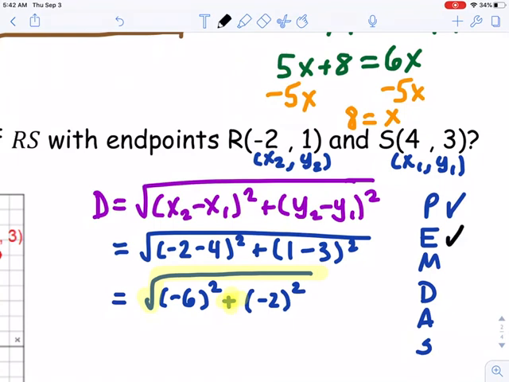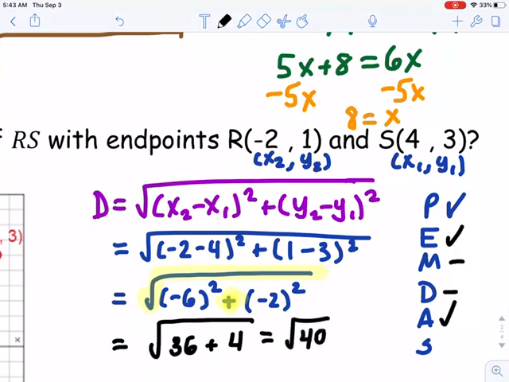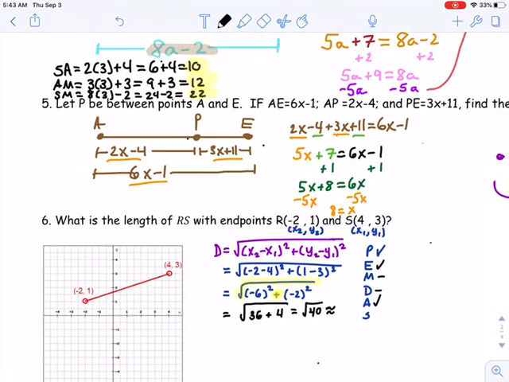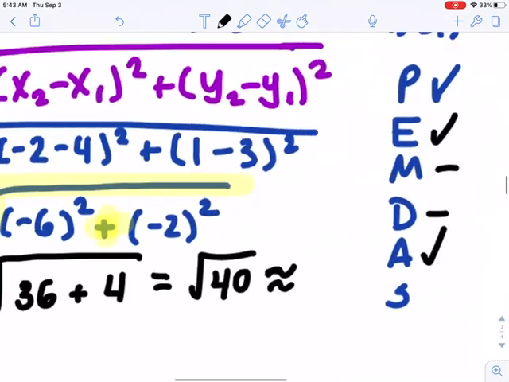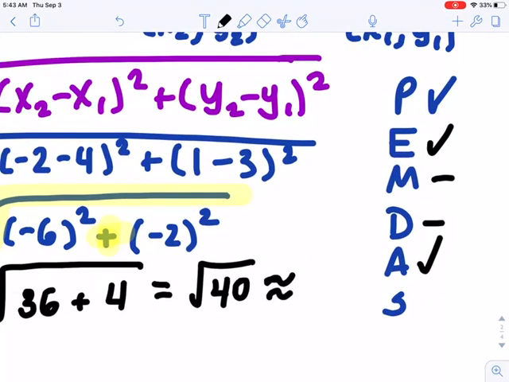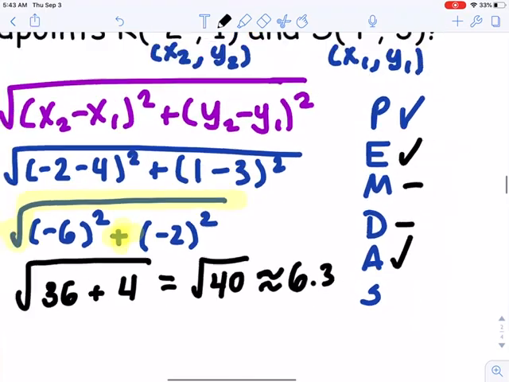Next, we got exponents. So negative 6 times negative 6 is positive 36. Negative 2 times negative 2 is 4. Then there's no multiplication, no division, there's addition. So I get 36 plus 4 is 40. If it says exact, it'll be clear in Canvas if we want exact answers or rounded answers. We'll just plug this into a calculator, but we get the square root of 40, approximately 3.6. All right, so that's that.